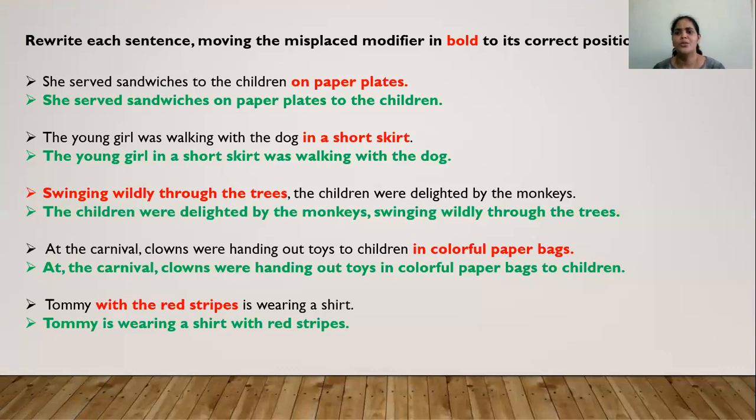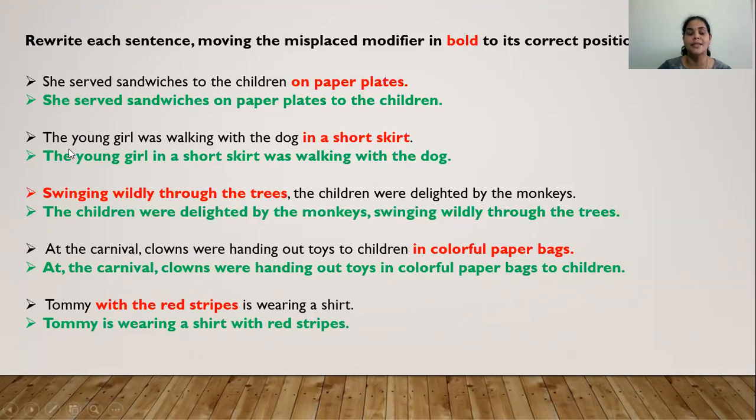Now quickly, for your own practice, I've taken certain sentences. She served sandwiches to the children on paper plates. If I take this sentence, it suggests she served sandwiches to the children who are sitting on paper plates. That is totally wrong. So she served sandwiches on paper plates to whom? To children. So when we really write, we do misplace those particular modifiers in a wrong place where the sentence totally changes.